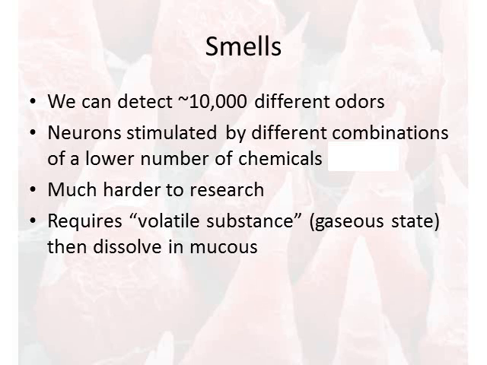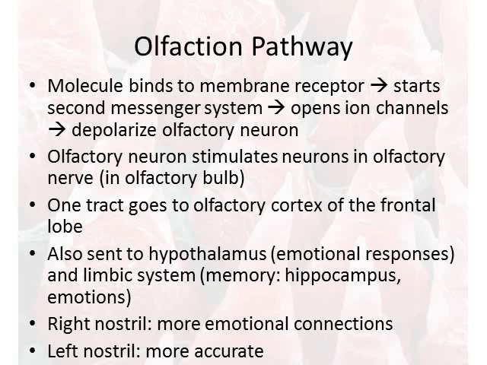And so the neurons are stimulated by different combinations of a lower number of chemicals than 10,000, probably somewhere around 7 to 50. We don't really have an answer on that. But what this requires is called volatile substances, so substances in their gaseous state, and then they dissolve in that mucus, and then they're sensed by those receptor cells.